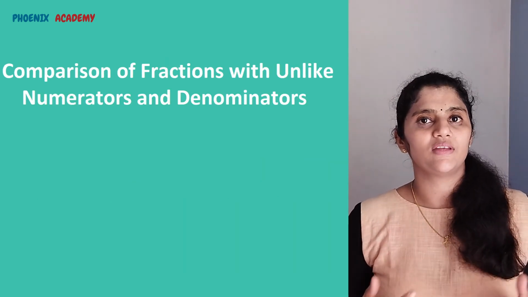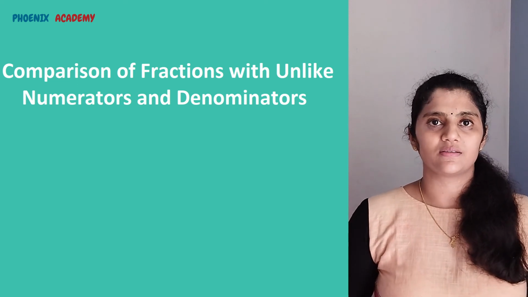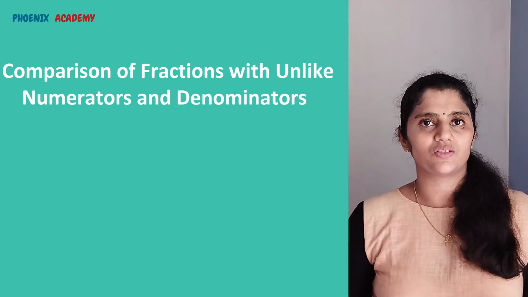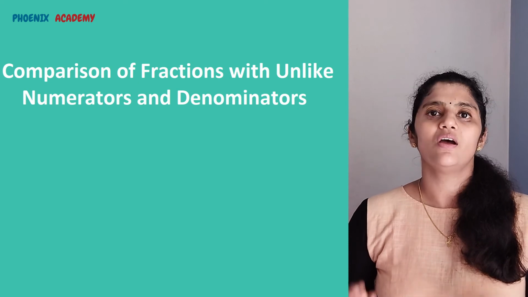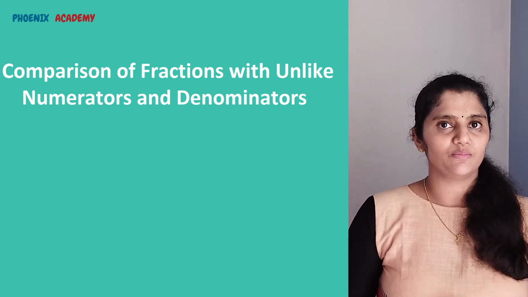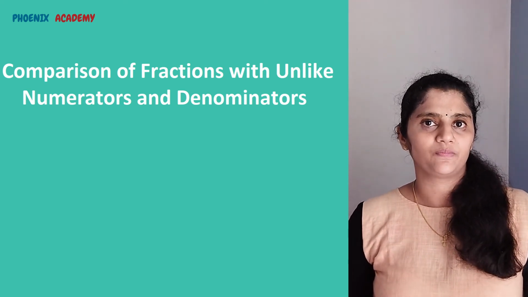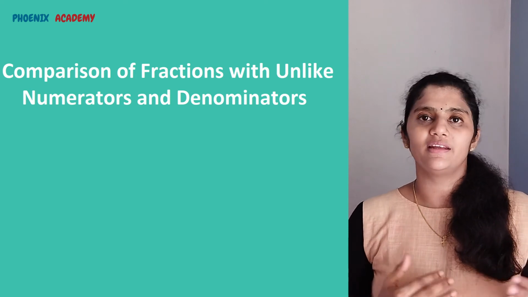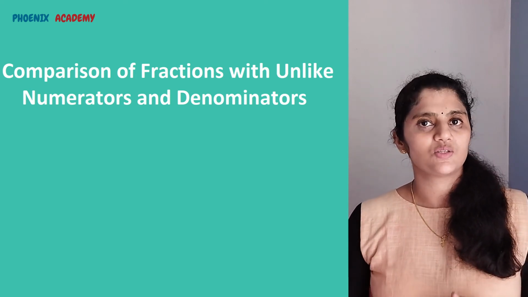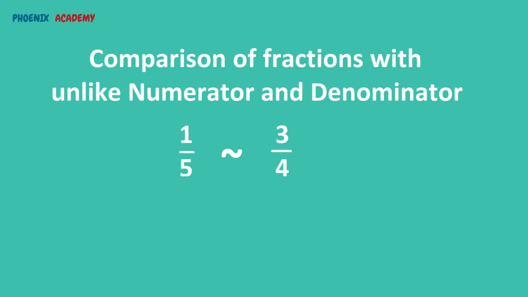Comparison of fractions with unlike denominators or unlike numerators. To compare two fractions with unlike denominators or with unlike numerators, we first convert them into like denominators or like numerators. We multiply numerator and denominator by a suitable number. Let's take some examples. Compare 1 by 5 and 3 by 4.